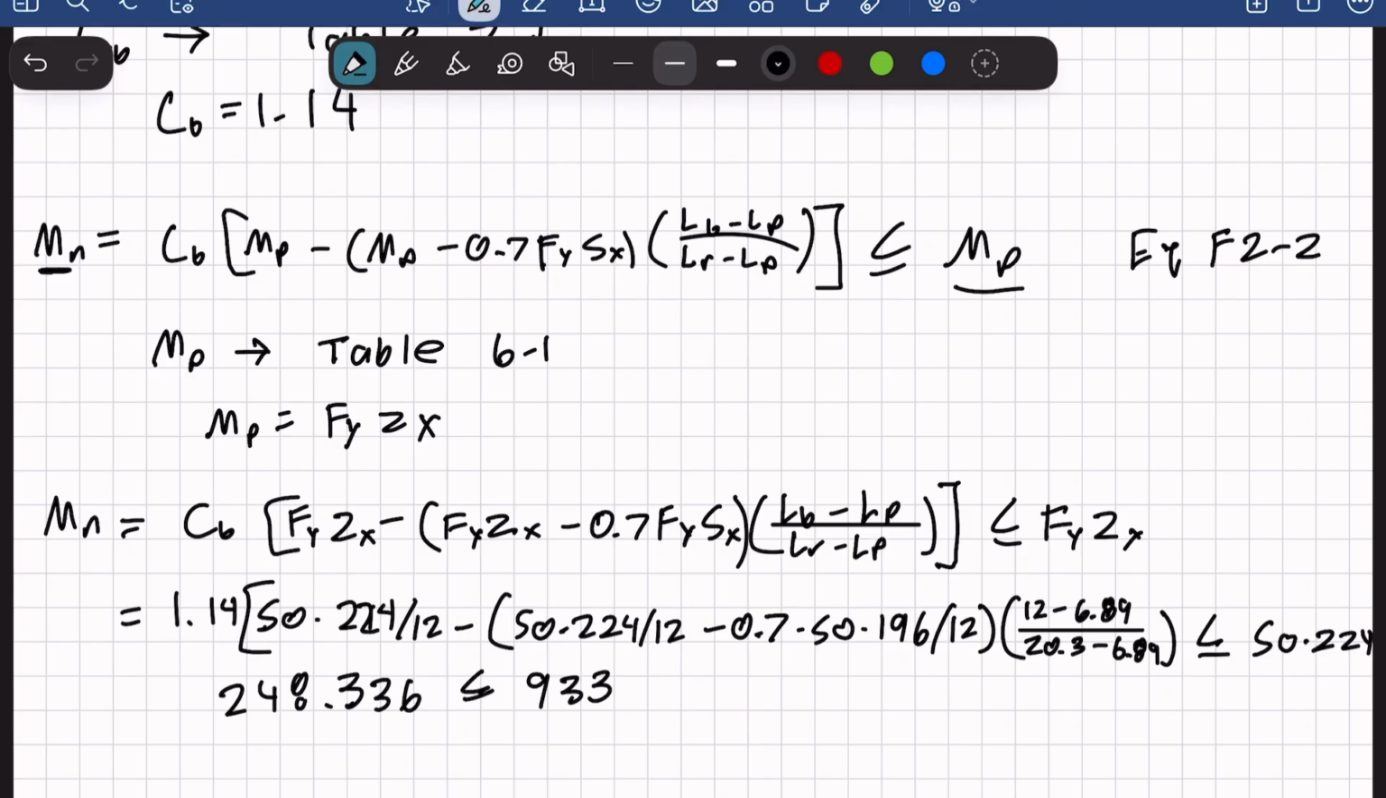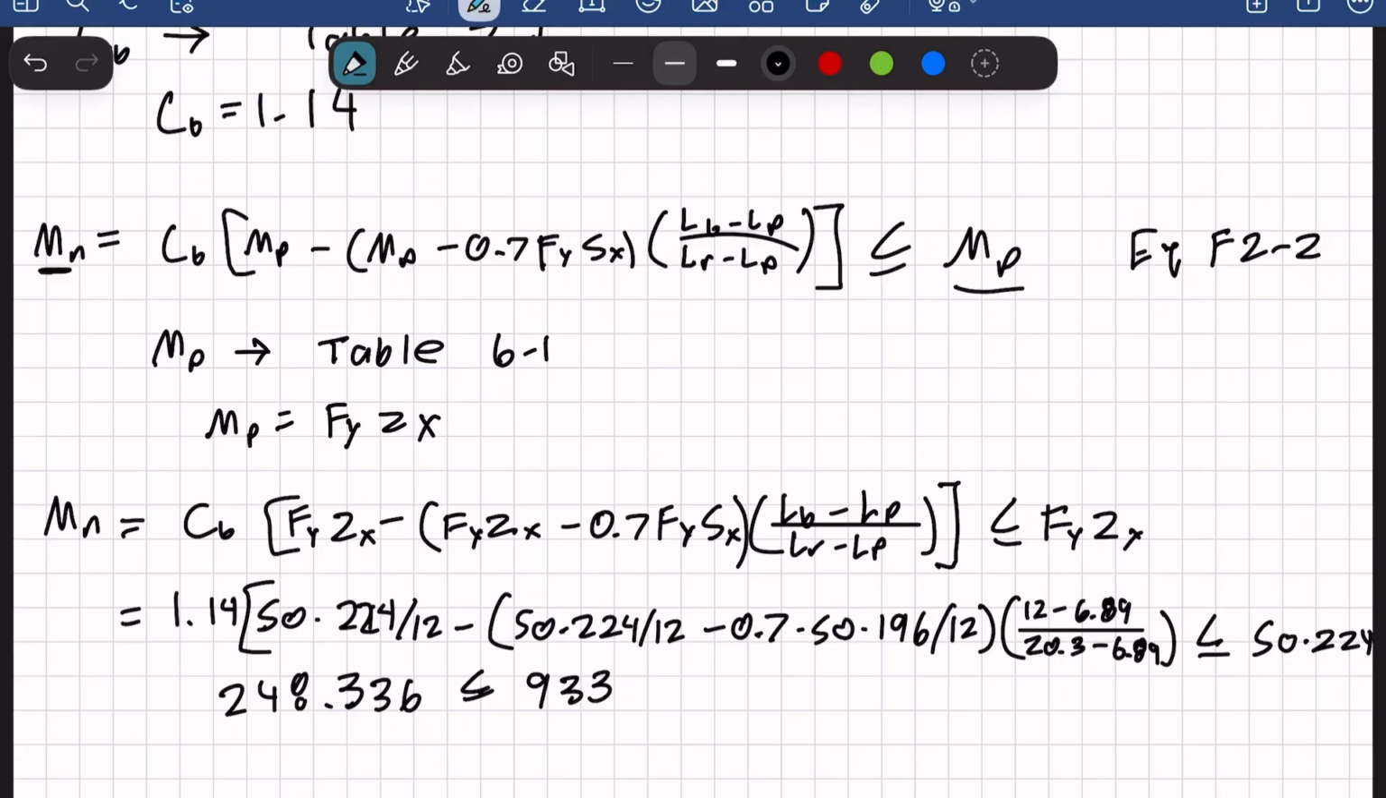Yep, I think I did. Minus 0.7 times 50 times 196 divided by 12 times 12. I'll add another one here, 12 divided by... See, I'm pretty good at this stuff and I still just messed that up, so be very cautious about that. Minus 6.89 gives 795.51, that seems more accurate.